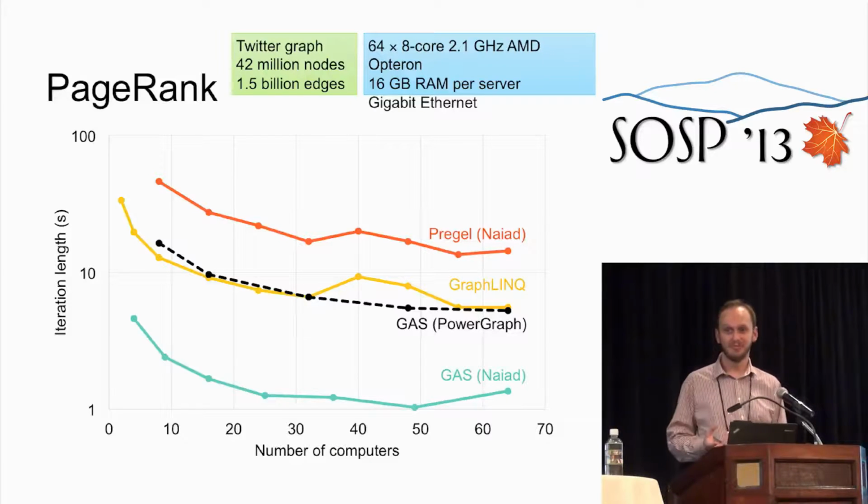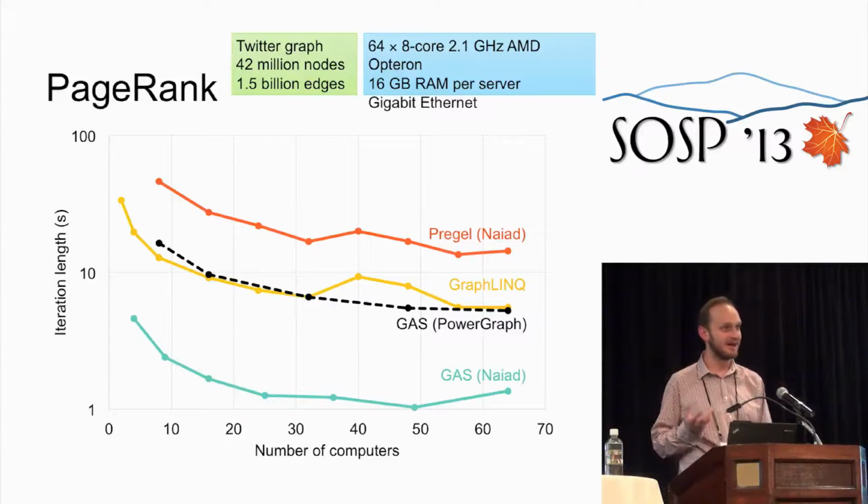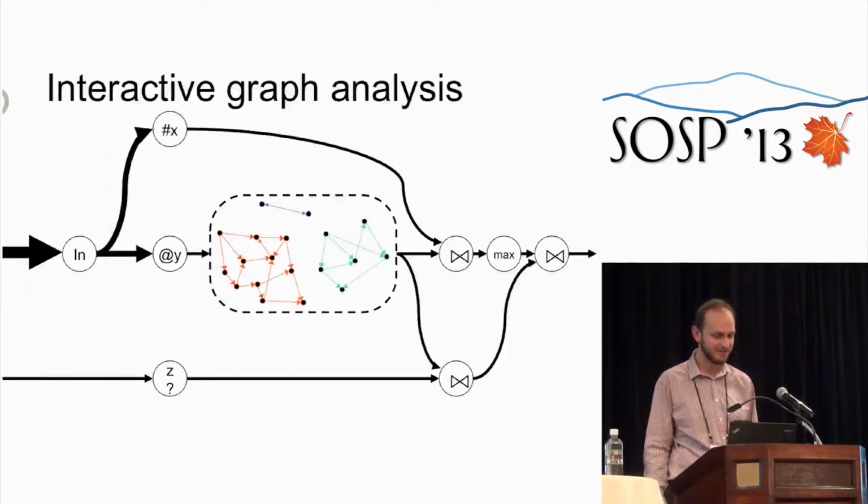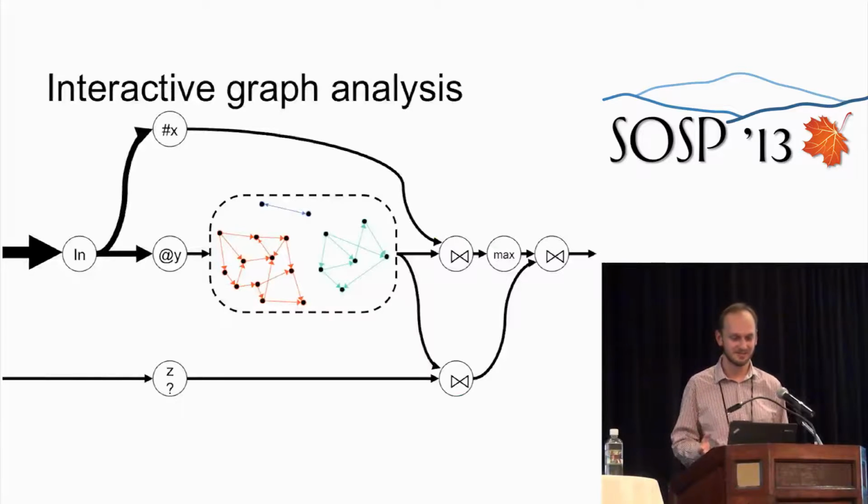And this gives us some confidence that the underlying primitives are efficiently implemented. So static PageRank's pretty dull. I want to return to the application that motivated this system.